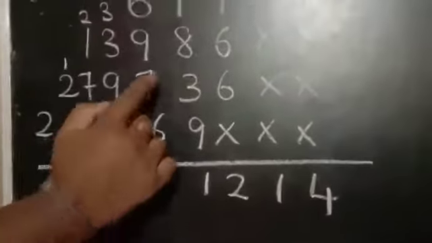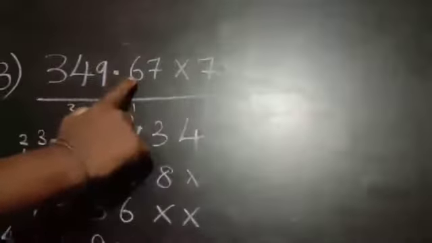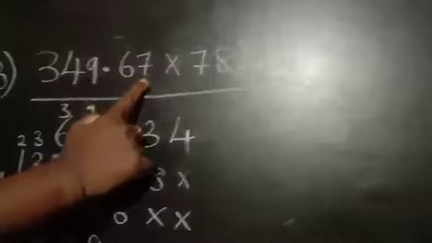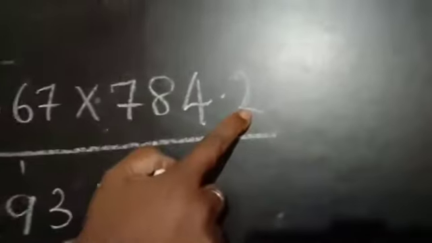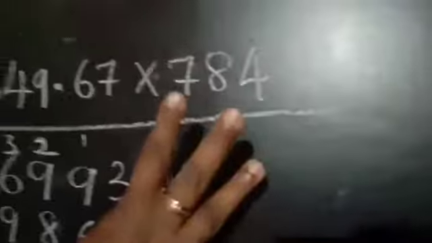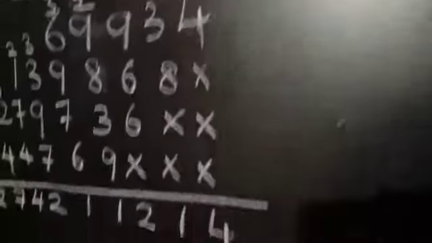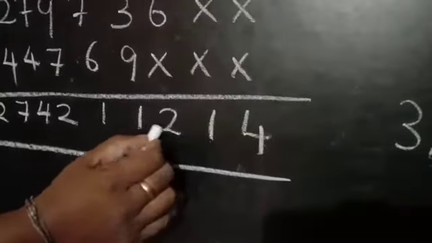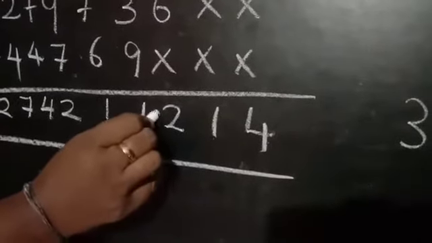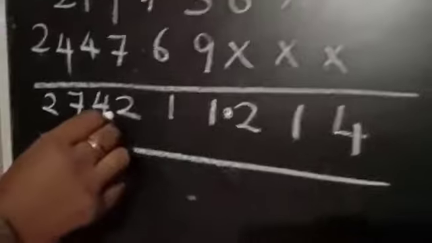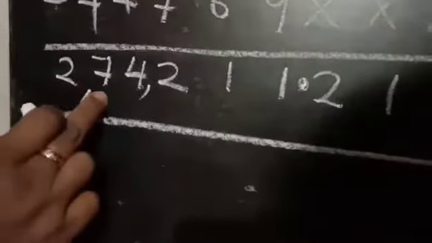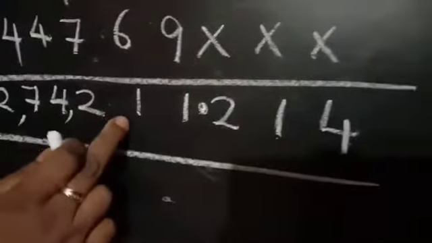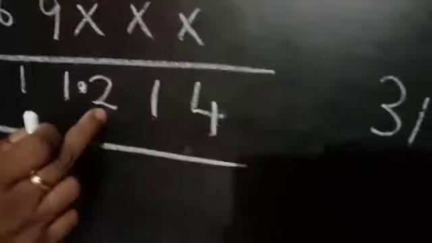In our question, we have 2 decimal digits and 1 decimal digit. So therefore totally 3 decimal places we have. So in our answer also we have to leave the 3 numbers and keep the decimal point. So our answer is 2,74,211.214.